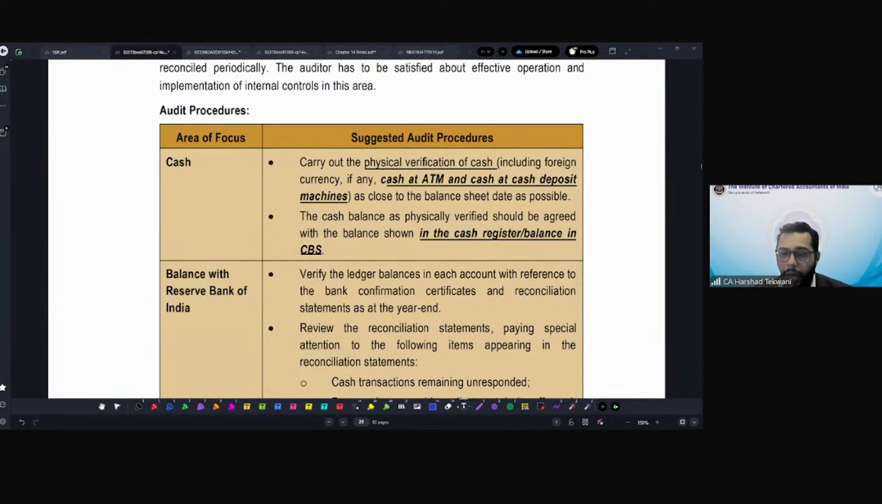That was with respect to the cash. Any doubt with respect to the cash? Any doubt?